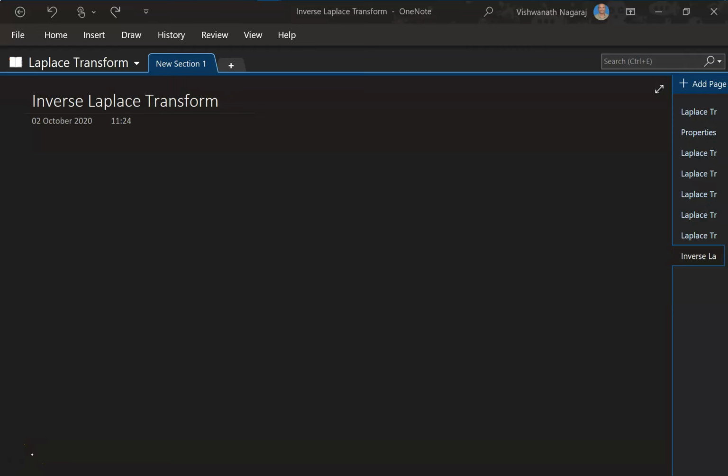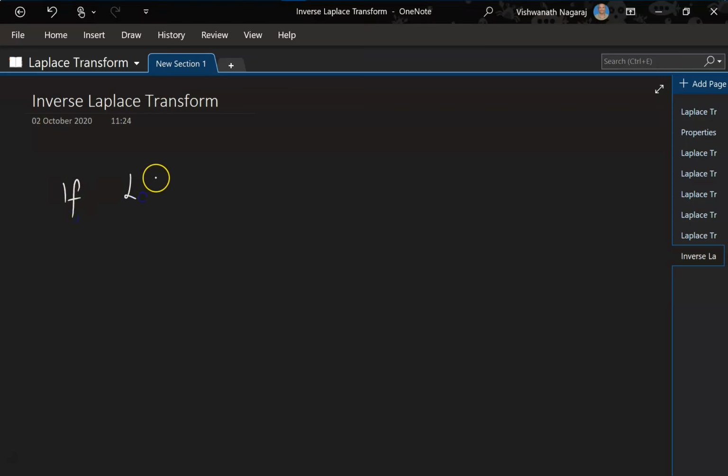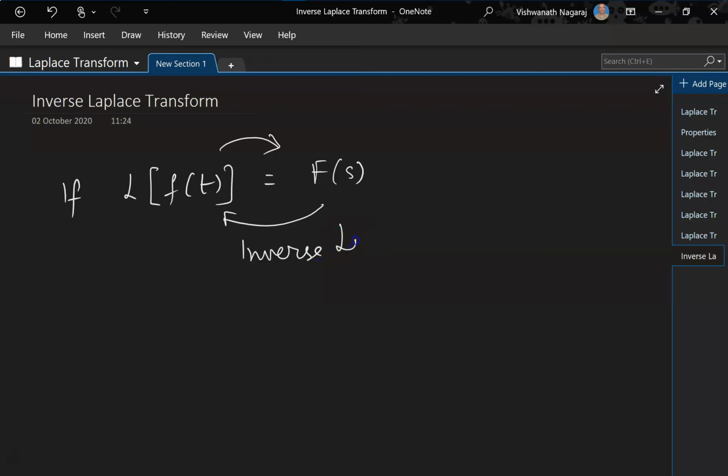Let's look at inverse Laplace transform. We have already looked at Laplace transform. So if the Laplace transform of a function f of t is equal to capital F of s, this is the Laplace transform, right? But given a Laplace transform, if we have to figure out to which function it belongs, or what is the function whose Laplace transform is this, that is called inverse Laplace transform.